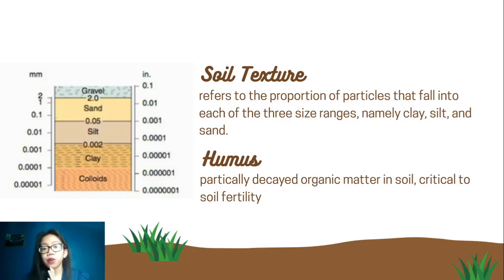So aside from the particles themselves, of course, the biological origin is the humus. So this is partially decayed organic material in soil, critical to soil fertility. So whenever you hear the term in Filipino, mataba yung lupa, it means there is a large amount of organic matter, and that organic matter has the nutrients that would support the next generation of plants and trees.